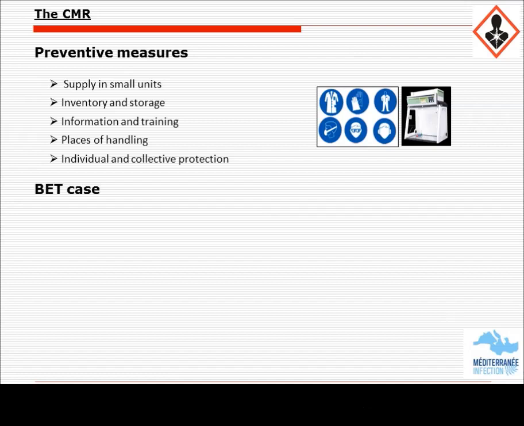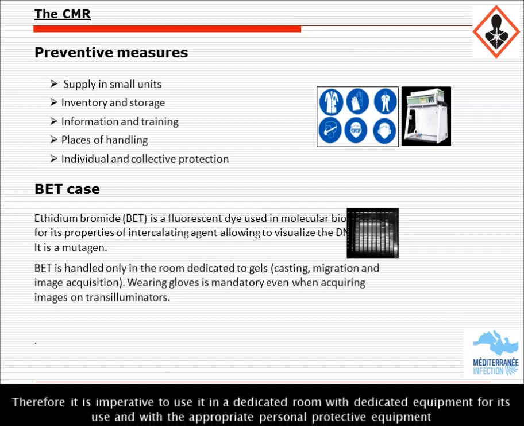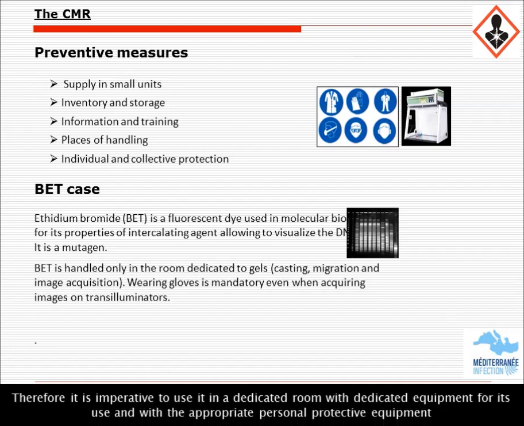Let's talk about a particular product, ethidium bromide. Ethidium bromide is a fluorescent dye used in molecular biology for its intercalating properties to visualize DNA. It is a mutagenic agent. Therefore, it is imperative to use it in a dedicated room with dedicated equipment for its use and with the appropriate personal protective equipment.